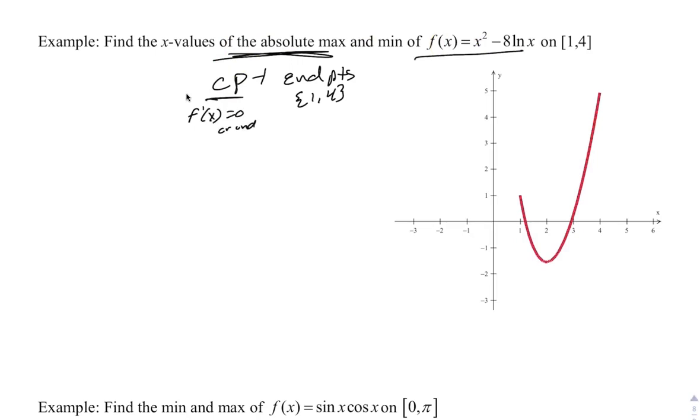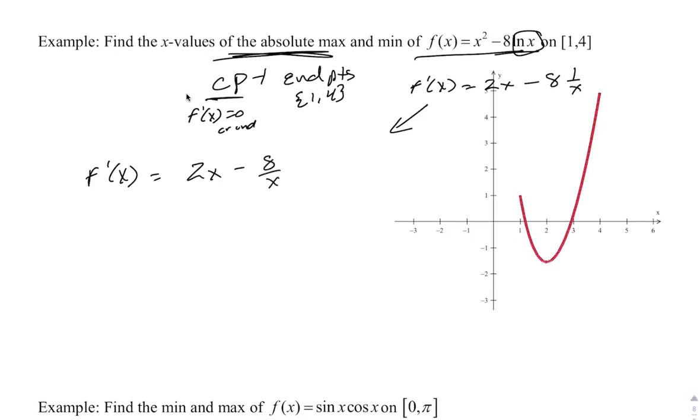So I take the derivative of this guy. Derivative of x squared is 2x. Derivative of 8 natural log of x is 8 times, remember, derivative of natural log is 1 over x. So I get this. Let me write it a little nicer right there. I get 2x minus 8 over x. So I gotta do two things, right? So first I gotta set the derivative equal to 0. So 2x minus 8 over x equals 0.